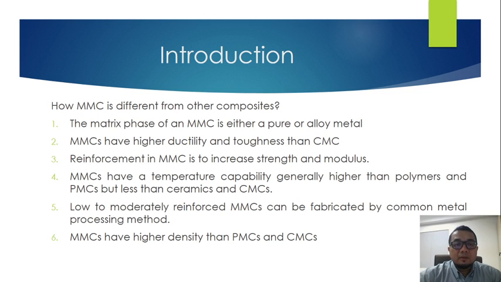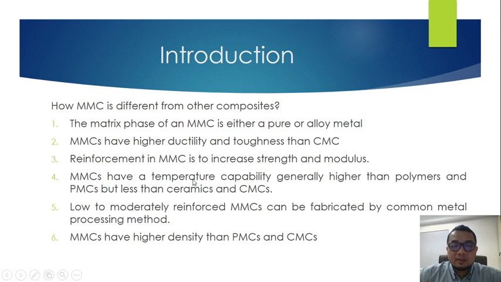How is MMC different from other composites? The matrix phase of an MMC is either a pure or alloy metal. So for this MMC, it can be single metal or alloy metal. Alloy metal means it combines two or three metals together. MMC have higher ductility and toughness than CMC, ceramic matrix composite. Reinforcement in MMC is to increase strength and modulus.